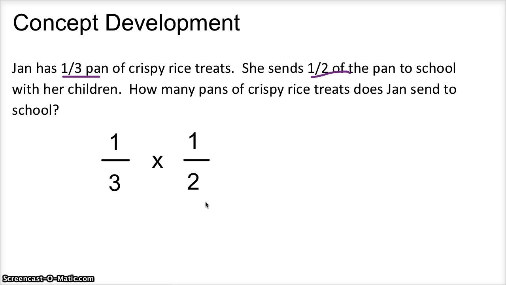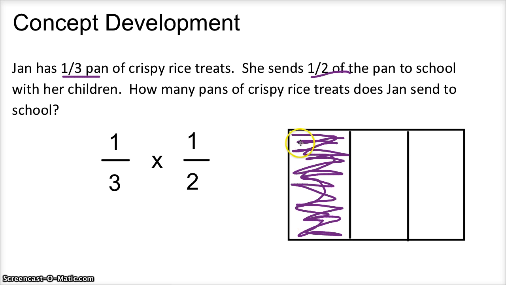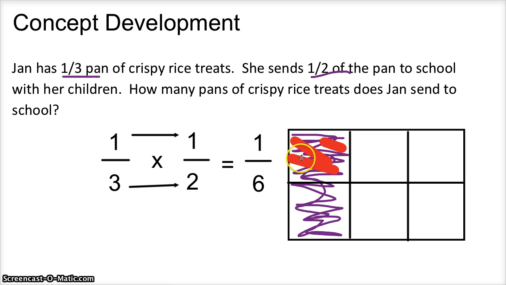Now let's draw a picture to show. So I have my third. Here was my original pan of crispy rice treats, and now I've only left with this one. I ate the rest. Now I want to just send half of it to school with my kids, half of what's left. So I'm going to cut it in half. And I'm keeping half of it, and I'm sending half of it to school. So I'm left with 1 out of 1, 2, 3, 4, 5, 6 pieces. So multiplying straight across, 1 times 1 is 1, 3 times 2 is 6. 1/6 is your answer. That would be 1/3 times 1/2.